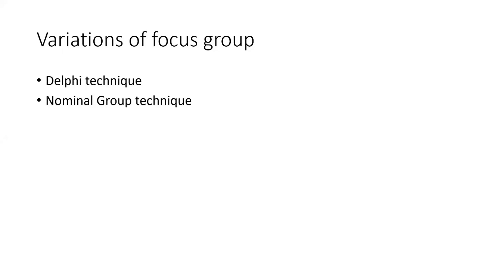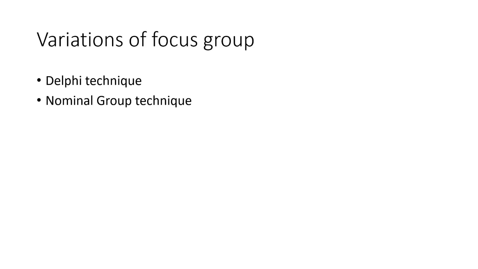The next thing is variations of focus group. Variations of focus group dominantly means which method or technique of focus group will be used. The first one being the Delphi technique. This method is often done on experts. So in short, when we do focus group discussions where experts are involved, that is the Delphi technique.